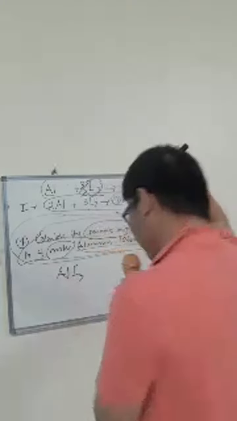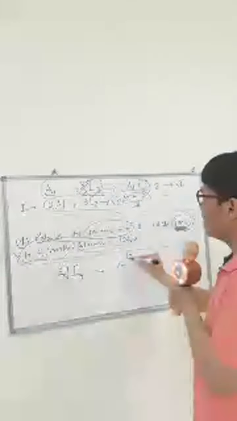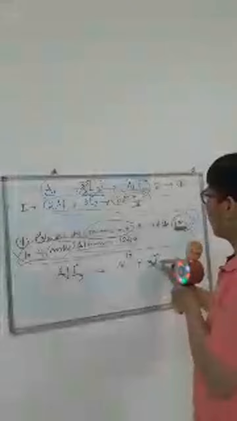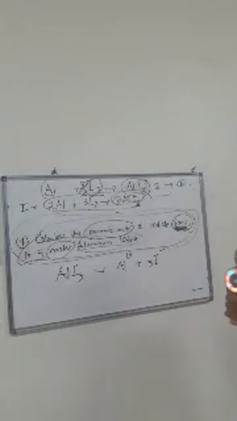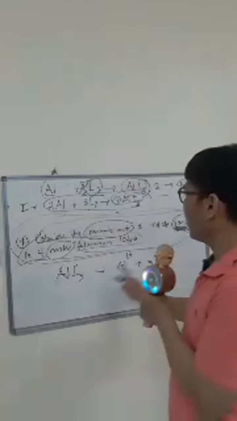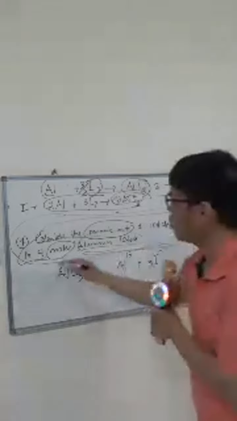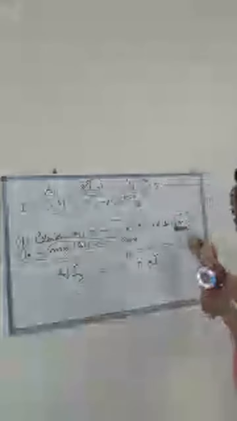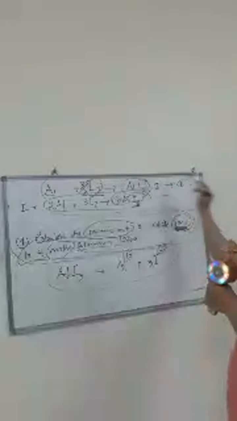Okay, so it will split into aluminum positive 3 and 3 moles of iodide. See, it's totally different from the chemical reaction. This is the dissociation chemical reaction. Now, 3 iodine, aluminum balance. So, what's the difference in this dissociation chemical reaction? In a dissociation chemical reaction, there's a splitting of the charges. In the normal chemical reaction, there's no charges involved.